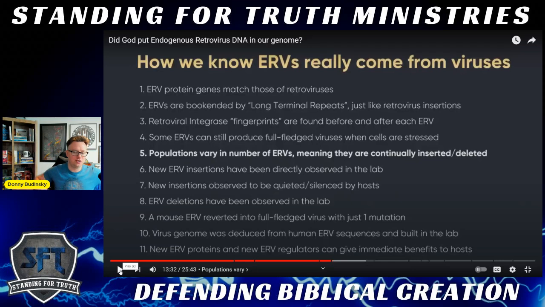ERV protein genes match those of retroviruses. Yes. ERVs share sequence similarity with exogenous retroviruses. They have to, in order to carry out many of their functional roles. One of them being viral mimicry, where transcribed ERVs can actually give the cell the appearance of being invaded by a harmful retrovirus. And as a result, the immune system can target that cell with destruction.